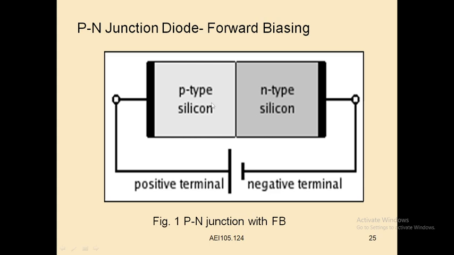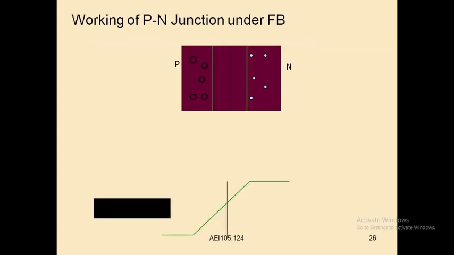Here we have taken silicon semiconductor material for the formation of the PN junction diode, and the positive terminal of the battery is connected with the P type of silicon and the negative terminal is connected to the N type. This is the circuit in forward bias condition. Here the figure shows how the electrons and holes will recombine at the junction with the application of forward voltage.